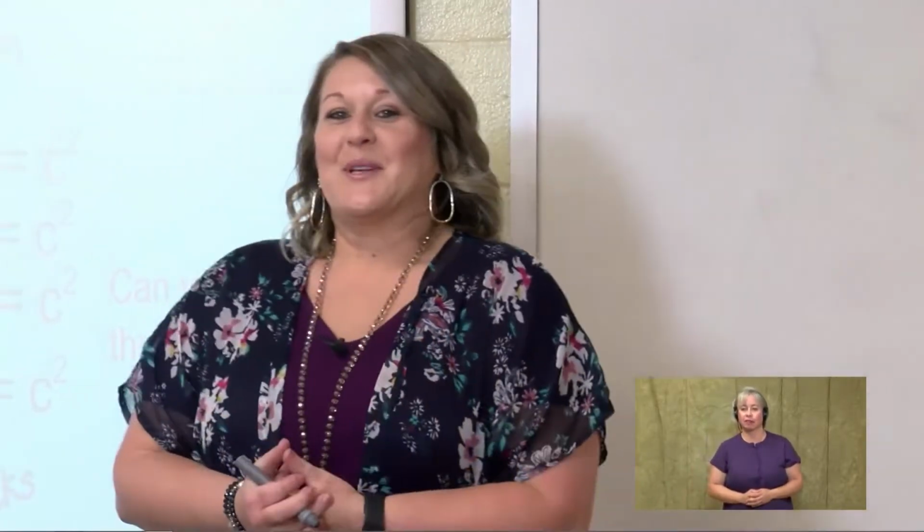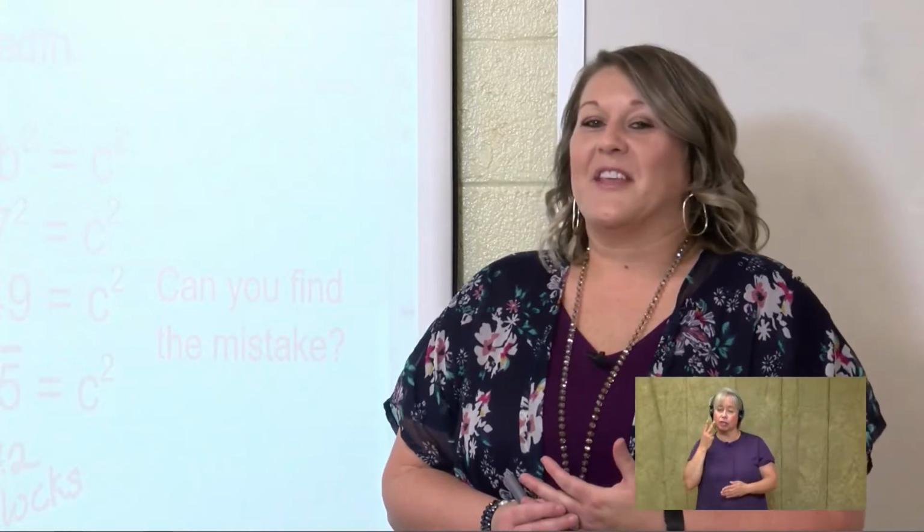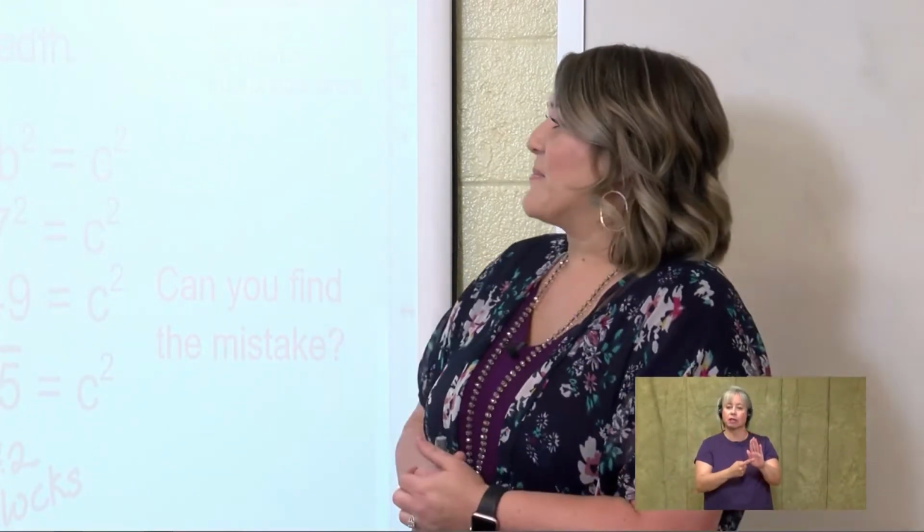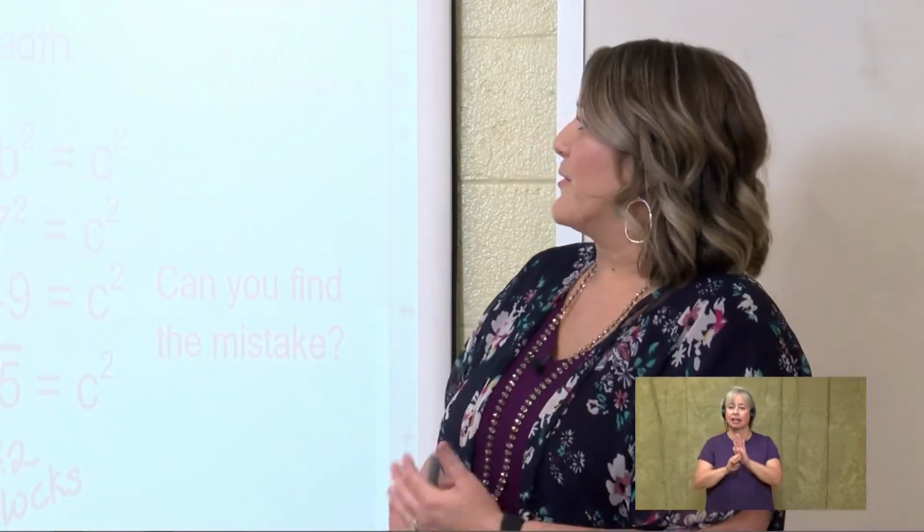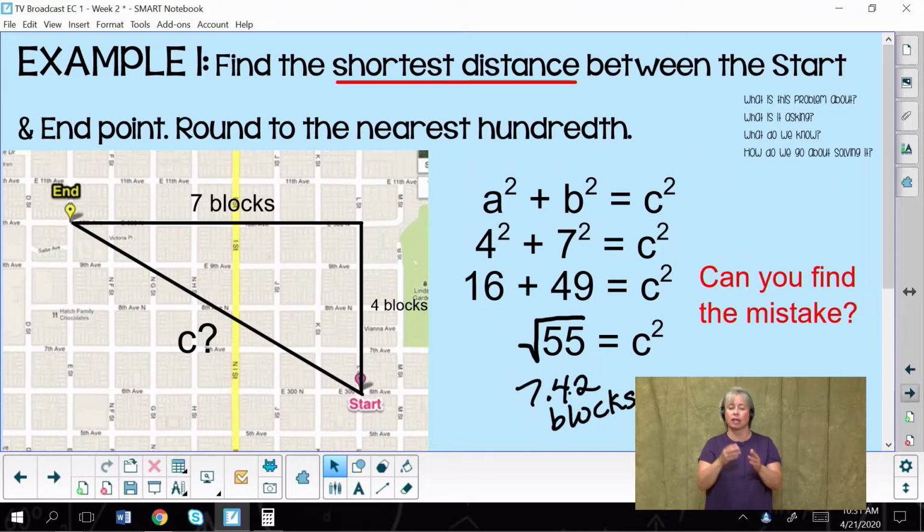So last week you saw this example if you tuned in, hopefully that you did tune in, and you saw this example that we went over. Find the shortest distance between the start and end point and round to the nearest hundredth. So we had to calculate the blocks from going from our start point up into our end point there, 7 blocks. And we were missing this length here. We wanted to find what the shortest distance was.